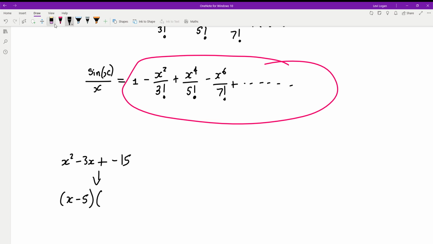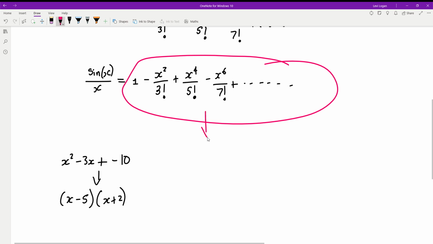Sorry, I've got to change that around. Let's change it to 10. So x equals negative 5, and then x plus 2. So negative 5 times 2 gives you negative 10, and negative 5 plus 2 gives you negative 3. So we can represent this polynomial as a factor.